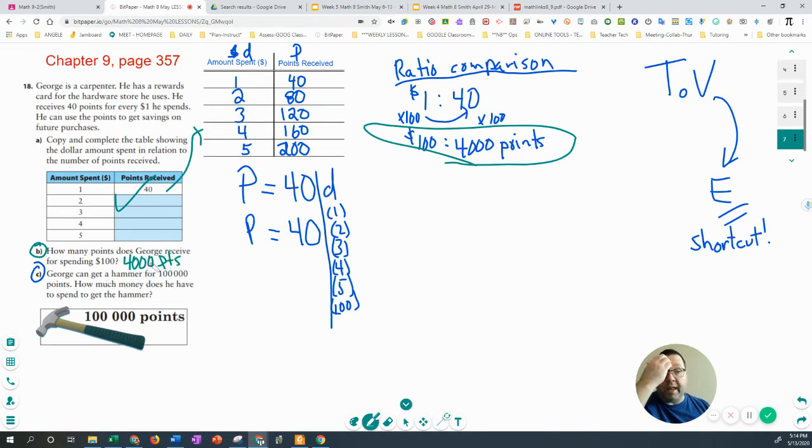Now, George can get a hammer for 100,000 points. How much money does he have to spend to get the hammer? So now, look what we have. If we knew how many points he needed, could we figure out the D?